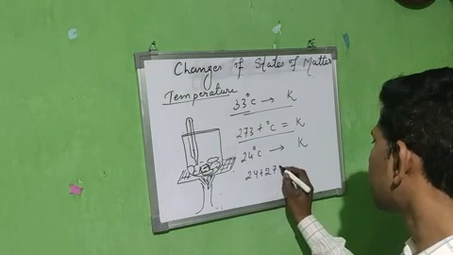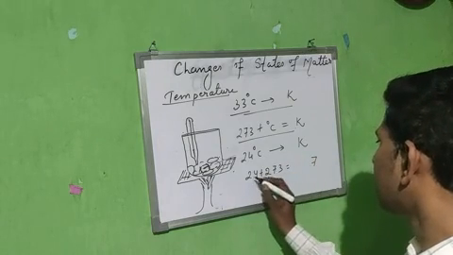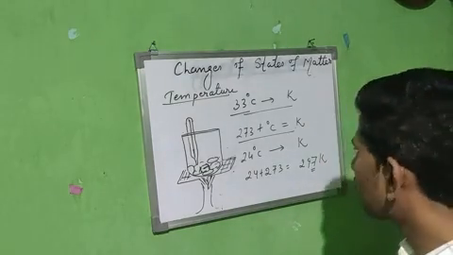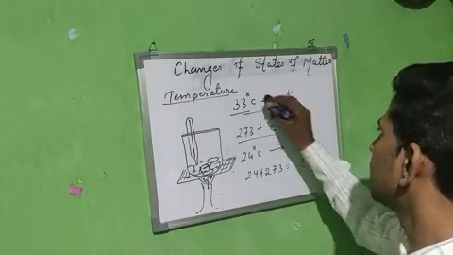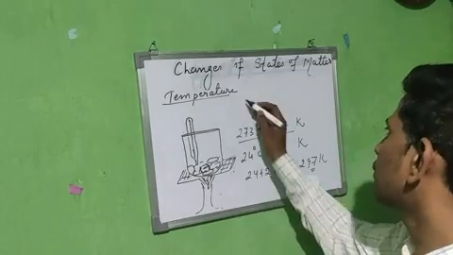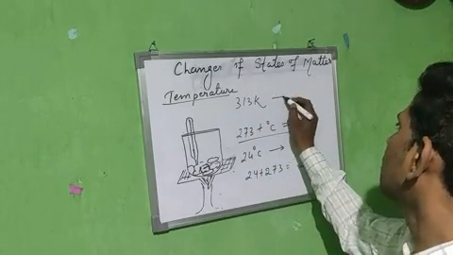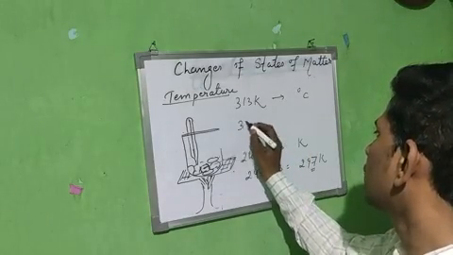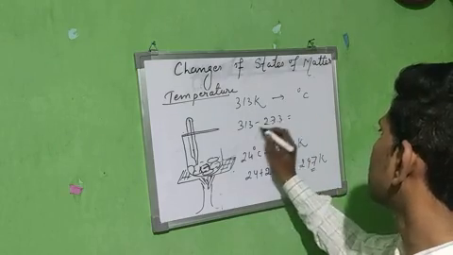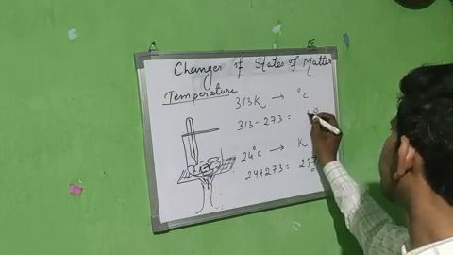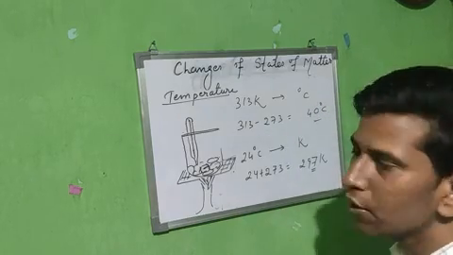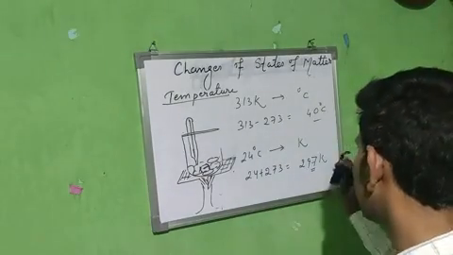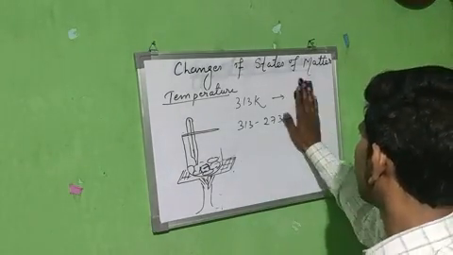24 plus 273 will be 297 Kelvin. Clear? Like this also, if you want to convert Kelvin into Celsius, suppose 313 Kelvin is given, and you have to convert into degree Celsius, how will you convert? Very simple. How? You just subtract 273 from here. 313 minus 273 will be 40 degrees Celsius. So this way you can convert from one temperature scale into another temperature scale. Is that okay? Okay.